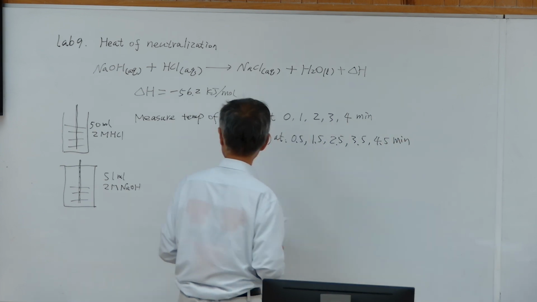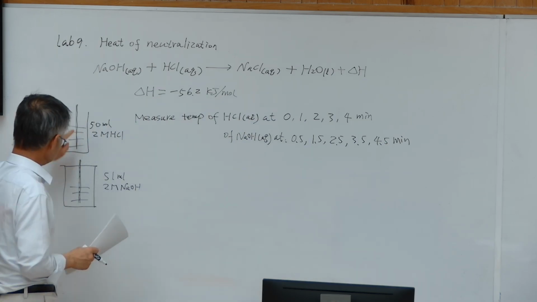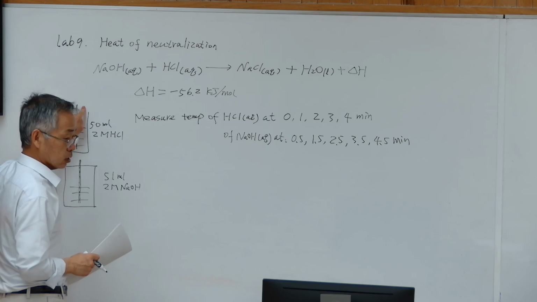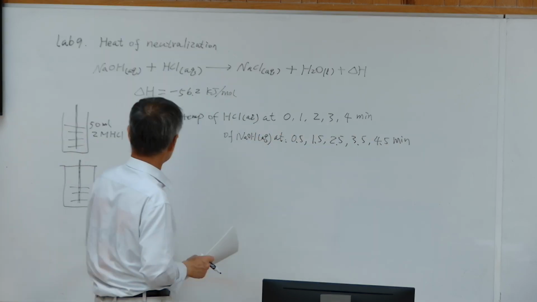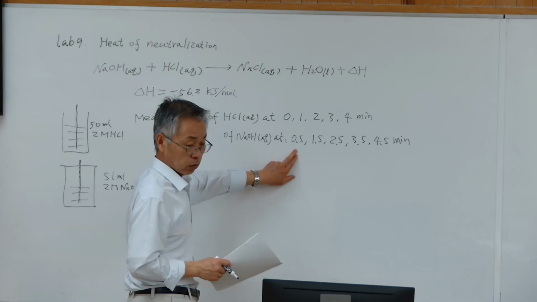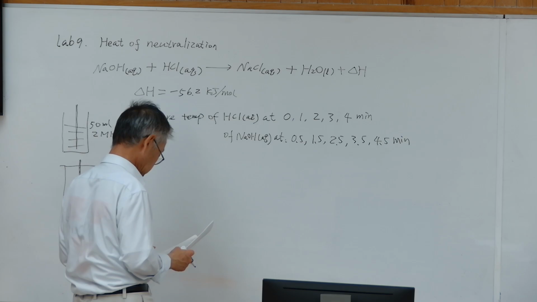This means alternately we first measure HCl's temperature, then the NaOH temperature, then back to HCl's temperature. So every minute measure the HCl temperature, and every minute, starting at 0.5, then 1.5, 2.5, measure the NaOH temperature.